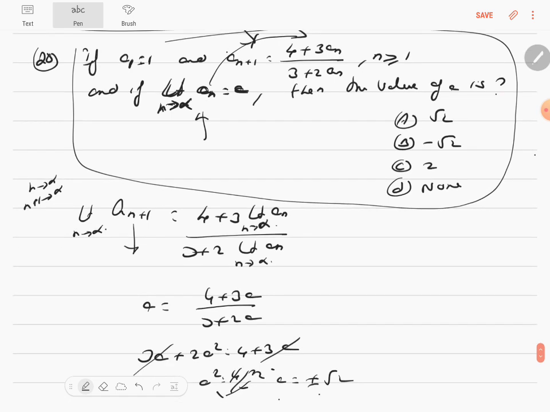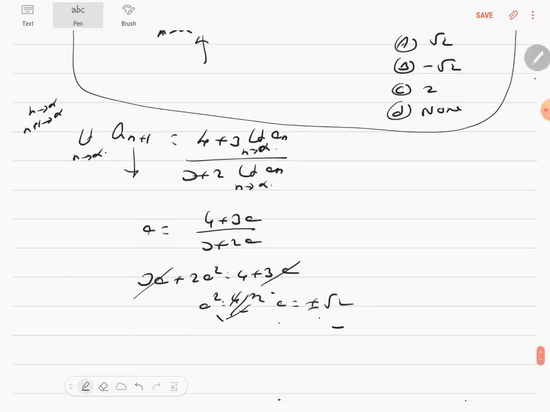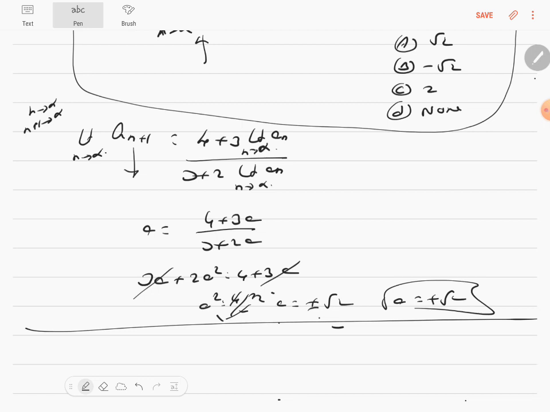A is equal to plus or minus root 2. Since you know that a1 is equal to 1 and the terms are tending to infinity, it will only proceed from 1 onwards, so minus root 2 will not be the answer. So a is equal to plus root 2. So that completes it. Okay, let's go to the next question.